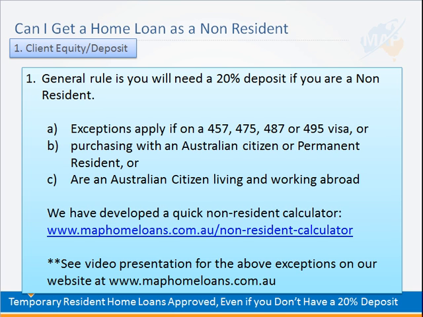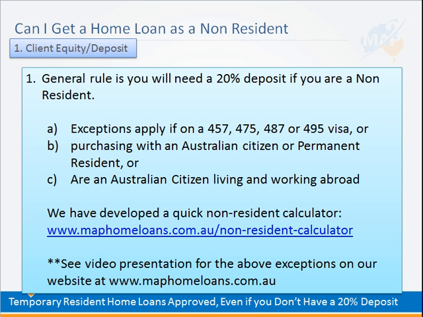So for example, if you're on a 457, 475, 487 or 495 visa, go and see the video titled Can I Get a Home Loan on a 457 visa? If you're purchasing with an Australian citizen or permanent resident, you can borrow up to 95% in that scenario, and refer to the video on buying a property with your spouse or partner.